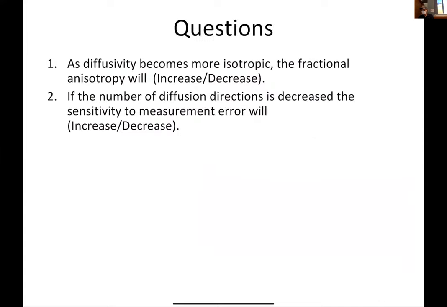Okay, so why don't we just do one of these questions? Let's just do the first one. As diffusivity becomes more isotropic, the fractional anisotropy will either increase or decrease. So let's just go ahead and think about that.